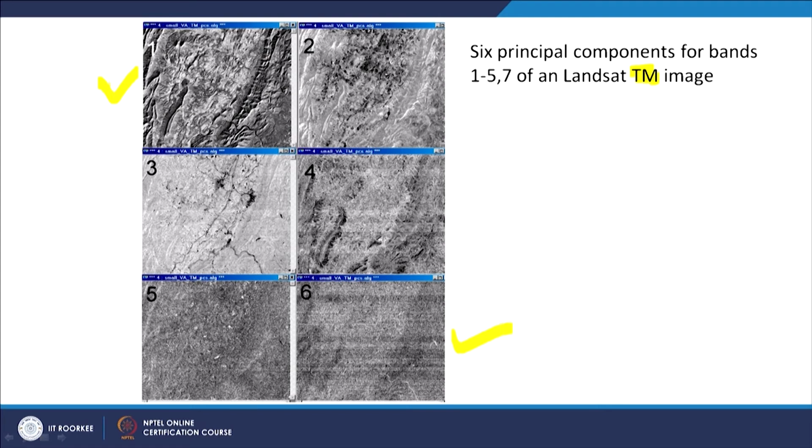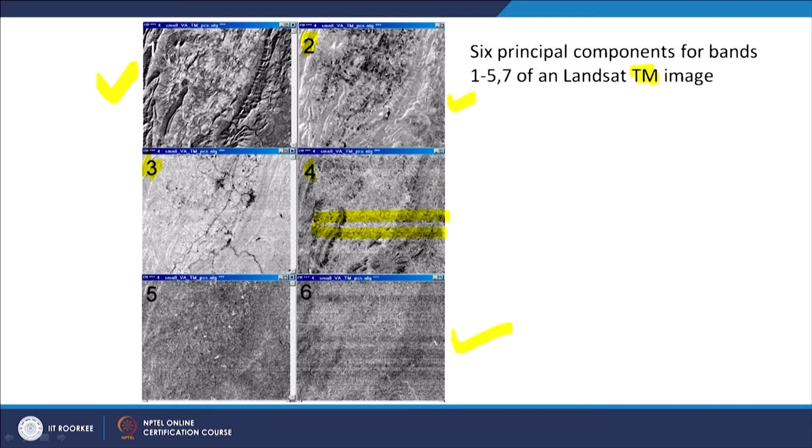Now, PC1 holds the maximum variations present among pixels. Then next is PC2, which is here on the top right, and then PC3. Like in NDVI, where we created a color composite using 3 band ratio combinations, similarly here also it is possible to create a color composite using PC1, PC2 and PC3. And in PC4, as you can see, there are also variations, but the noise or striping effects are visible here.